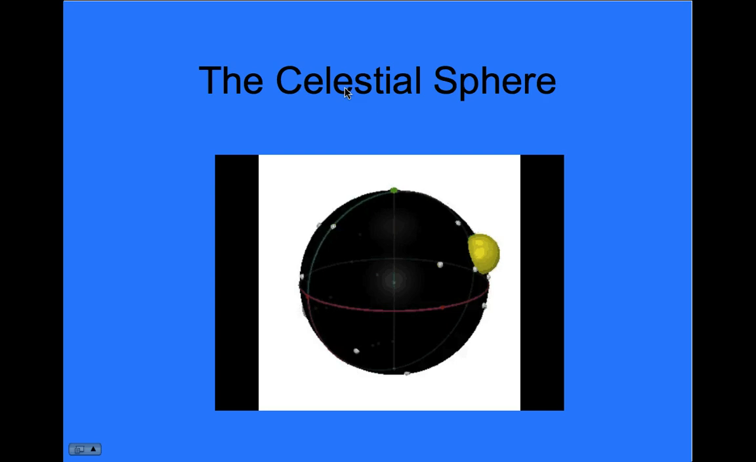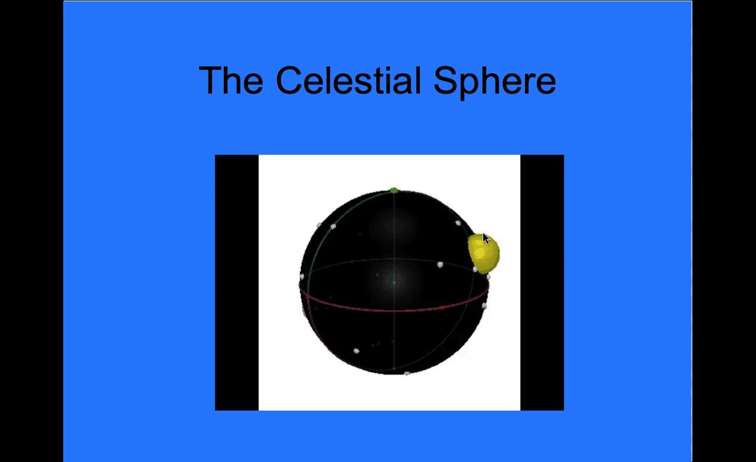In ancient times, they created a model that was useful in trying to predict where the sun, the moon, the stars, and the planets would be. This is called the celestial sphere model. In it, the Earth is in the center of the universe, and the stars and the sun and the moon are all on this giant sphere that's rotating around us approximately once every 24 hours.